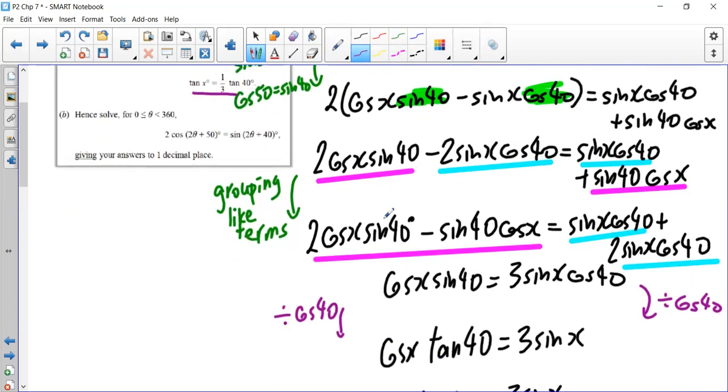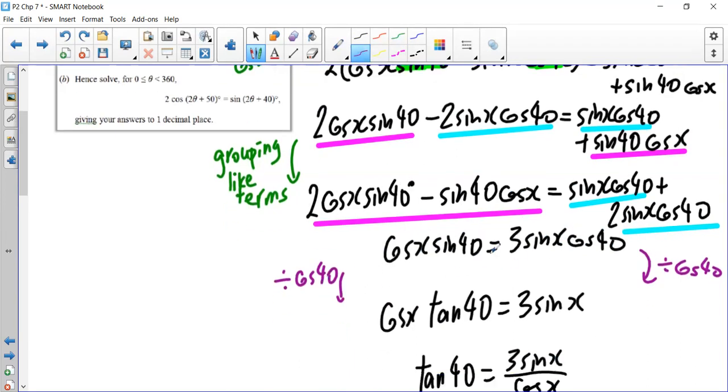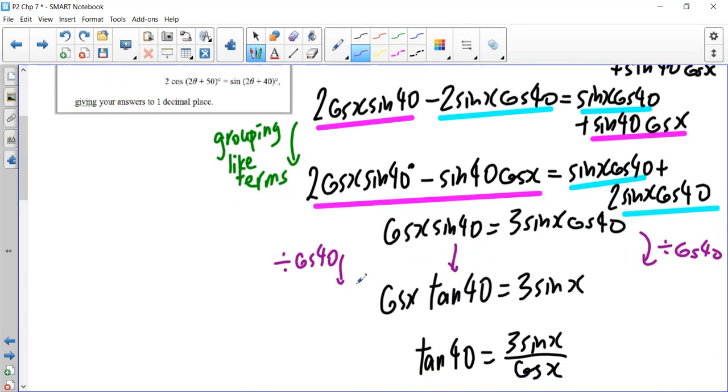Next, I then combine the like terms. 2 lots of something minus 1 lot is just 1 lot. 1 lot plus 2 lots is 3 lots. Right? Next, time to make it into tan. So what I did was I divide both sides by cos 40 degree. So sin 40 over cos 40 makes a tan 40. And so that's what I did.